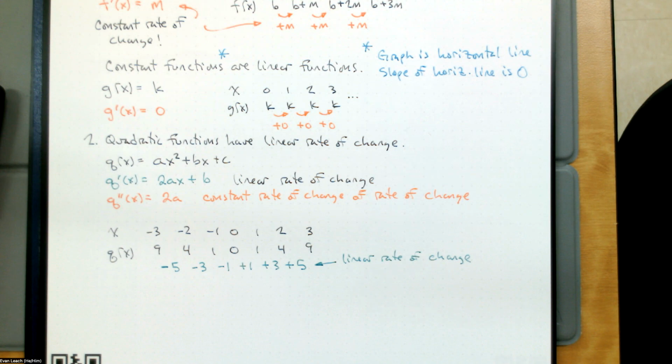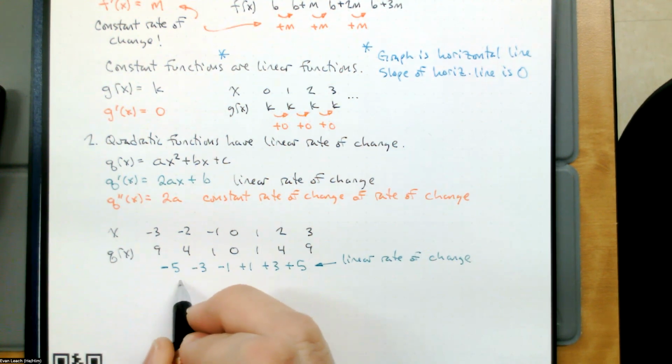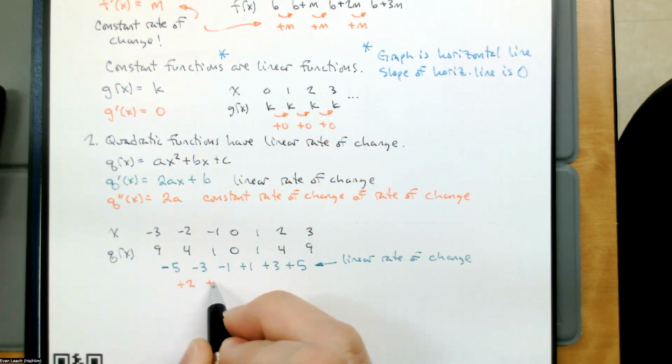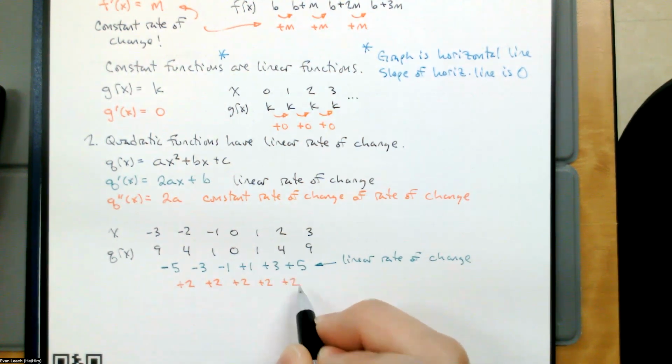The rate of change of that rate of change is constant. We start with a quadratic. The first derivative is linear. The second derivative will be constant. So the rate of change of the rate of change is positive 2. From negative 5 to negative 3, that's an increase of 2. Then another increase of 2, and another, and another, and another.